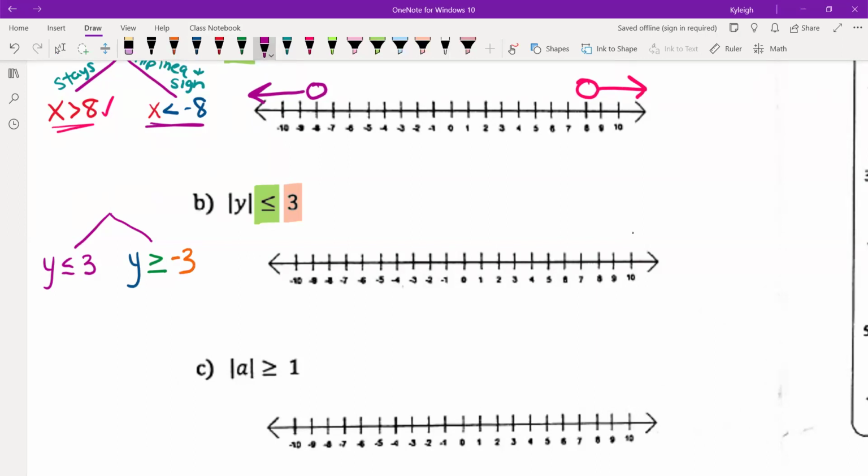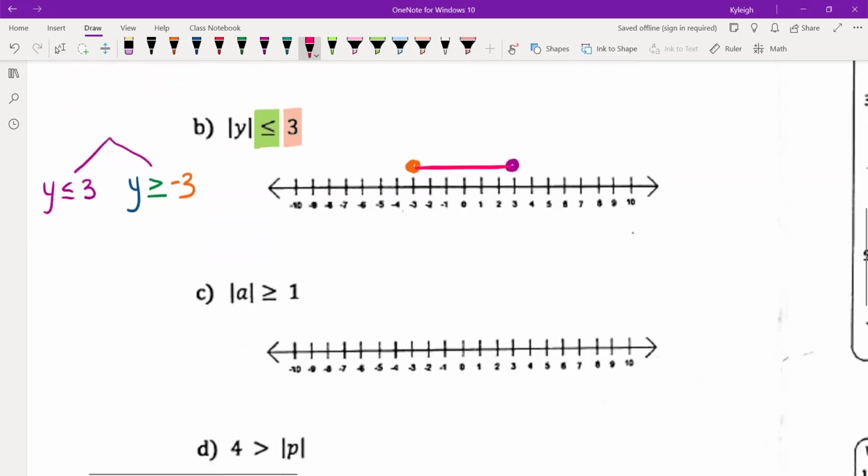This one's going to look a little different because we're going to have a closed circle, and it's going to come this way. For the second one, we're going to have a closed circle, and it's going this way. So if you notice, they're going in the same direction. So what we do there is we draw one line between them, saying that the answer to that inequality is between those two points. Okay? And then we just rinse and repeat.